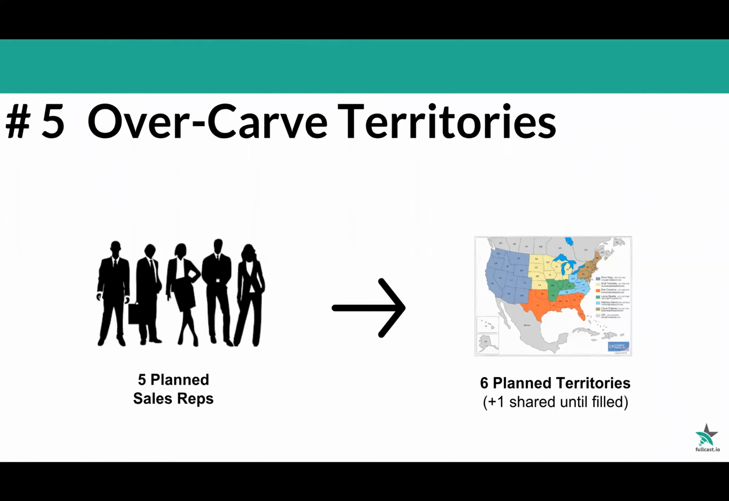So tip number 5, this is about planning for growth. If you can overcarve your territories, it'll help you make sure that you don't trip up as you continue to expand your business.